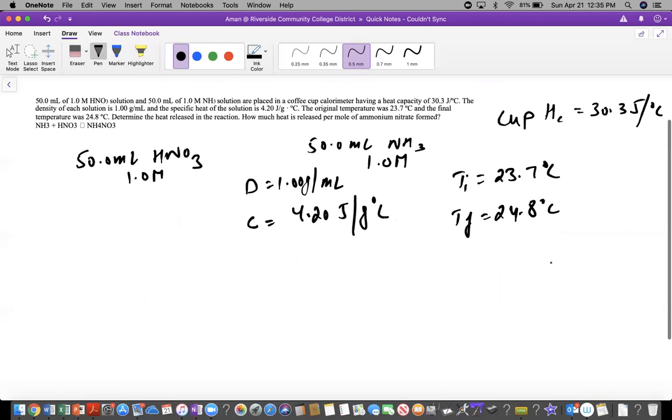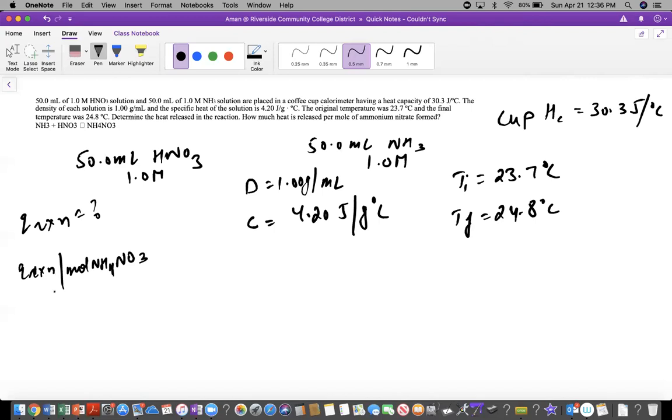You have to find the heat of the reaction. So you want to find the Q reaction. That's what they're looking for. You see here it says determine the heat released in the reaction. That's Q reaction. Second thing, how much heat is released per mole of ammonium nitrate. So Q reaction per mole of ammonium nitrate, NH4NO3. If you remember, Q reaction over moles is actually delta H reaction. So basically the question is looking for delta H reaction. It's just not using that word, but it's giving you the units.